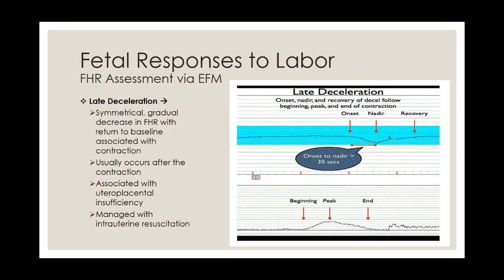So, late decelerations are symmetrical, gradual decreases in the fetal heart rate. They return to baseline, and they are always associated with a contraction. They usually occur after the contraction happens. They are associated with uteroplacental insufficiency, and we manage these with intrauterine resuscitation. The first thing that a labor nurse thinks whenever she sees a late deceleration is placental abruption, because that is the one thing that causes uteroplacental insufficiency faster than anything else, right?